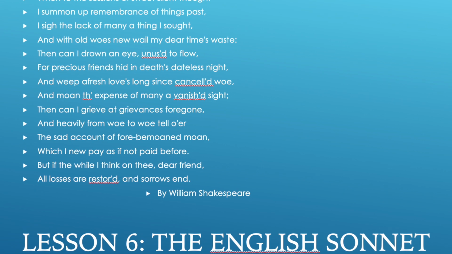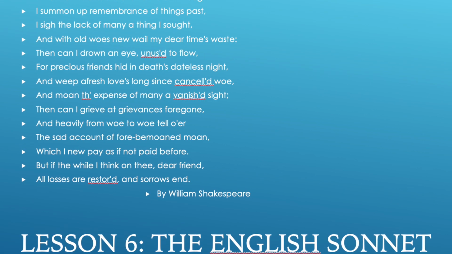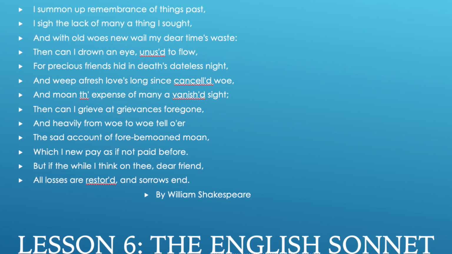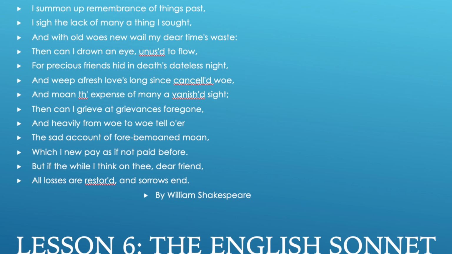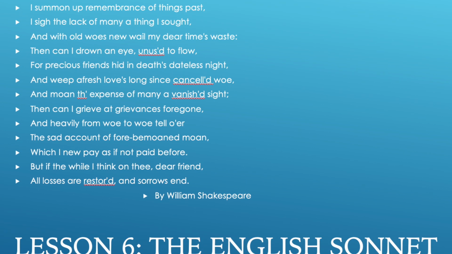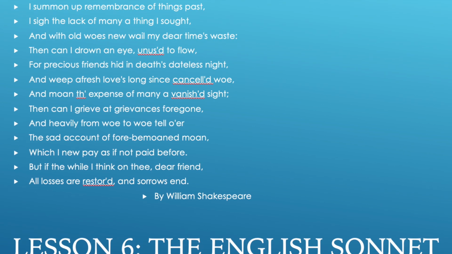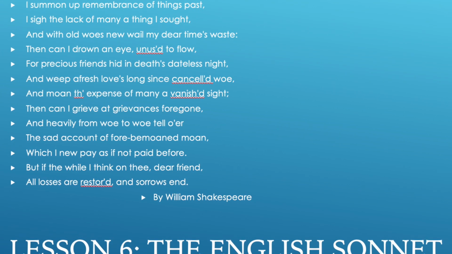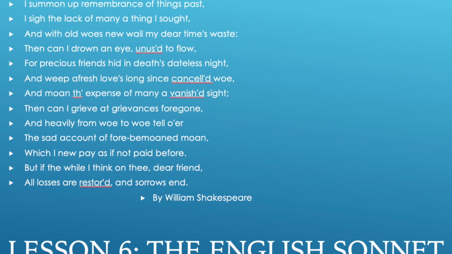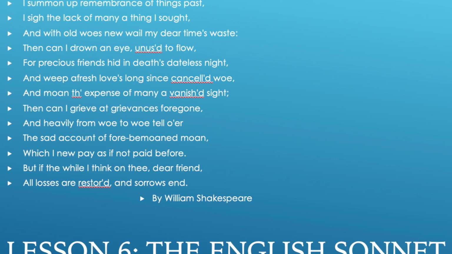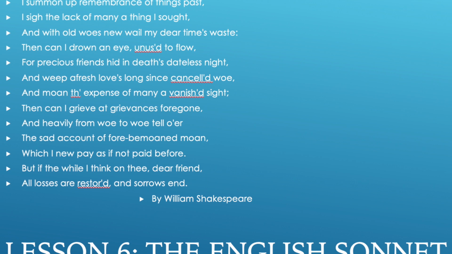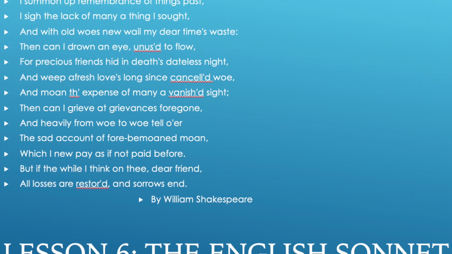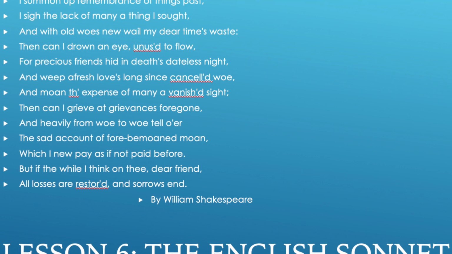And so the final couplet now basically refutes or counter-argues the entire rest of the poem, because it says, "But if the while I think on thee, dear friend, all losses are restored and sorrows end." So it was this whole thing where he's going on about his losses and sorrows, and then he says, "But if I think on my friend, those go away." So he refutes the entire basis of the argument of the poem. And so that's not only kind of the themes and the structure of a sonnet, but it's how the form lends itself to exploring these types of themes.